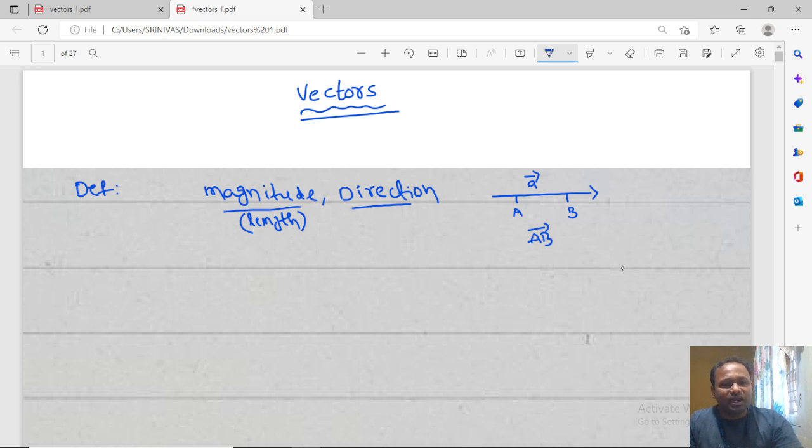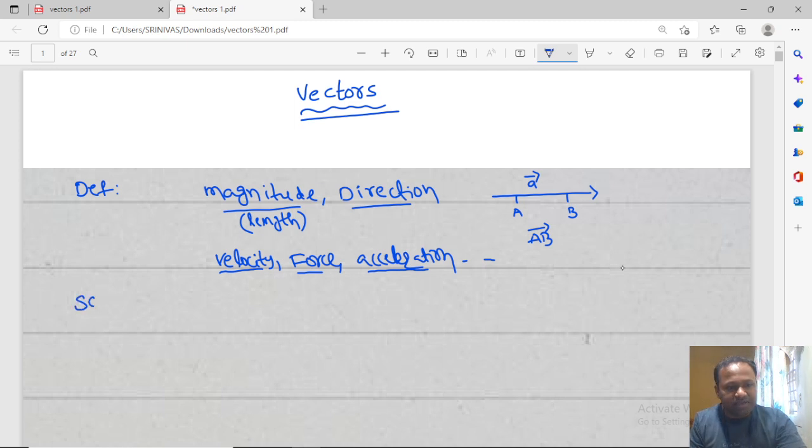What are the examples of vectors? Velocity, force, acceleration, and so on. These are examples of vectors, and all of these have magnitude as well as direction.